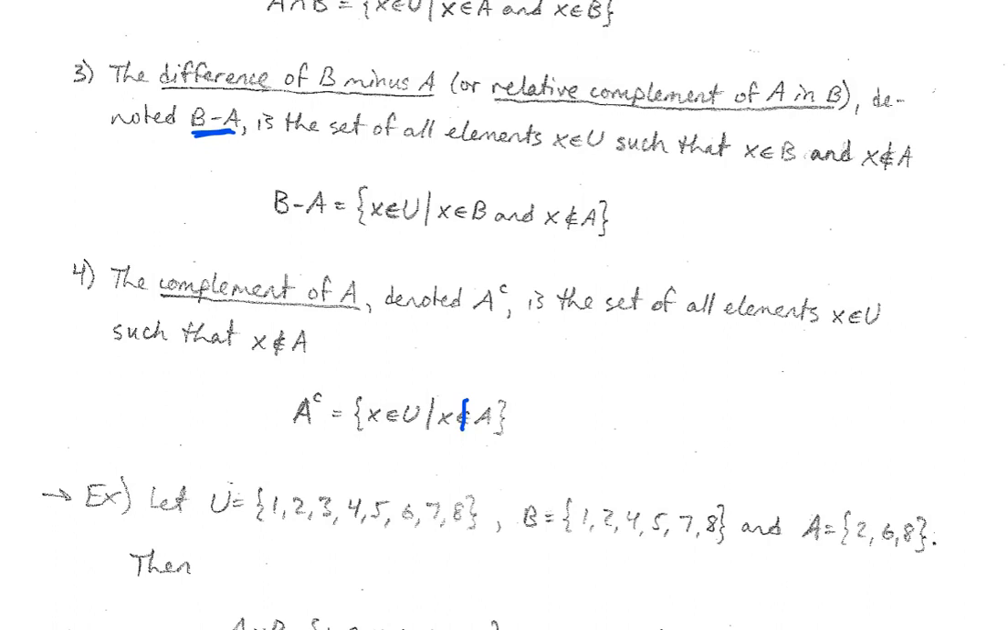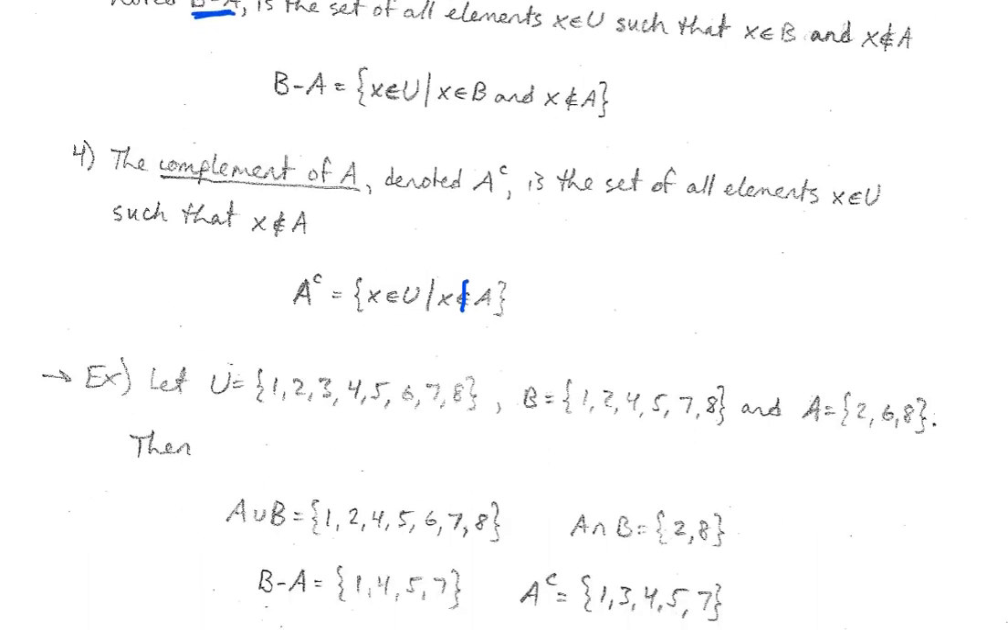So here's a really basic example. Let my universal set be 1, 2, 3, 4, 5, 6, 7, and 8. Then I have my set A, which is 2, 6, and 8. And then my set B, which is 1, 2, 4, 5, 7, and 8. For the union of these two sets, we take any element that shows up in at least one of these two sets, and we write all those in their own set.